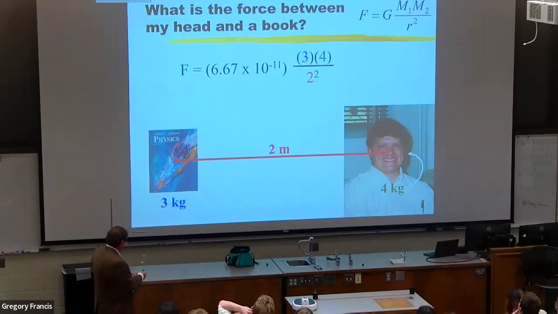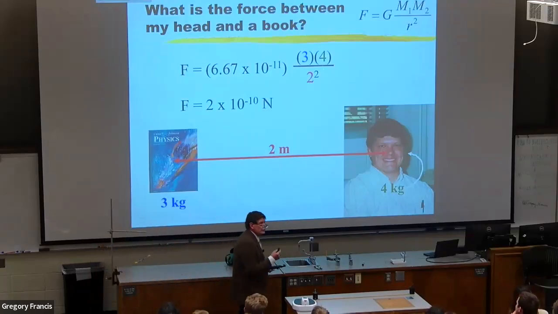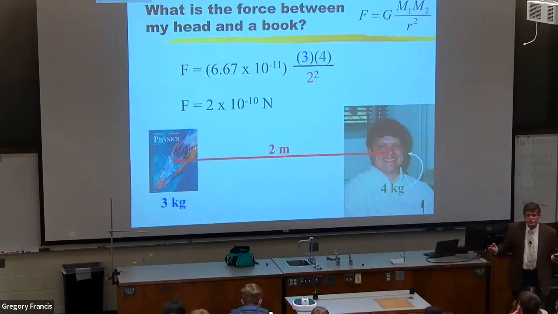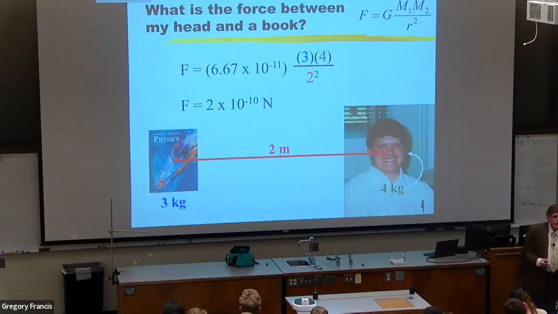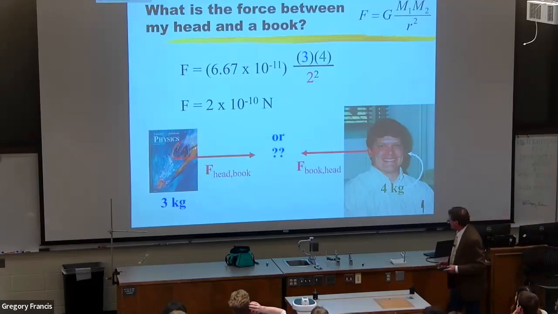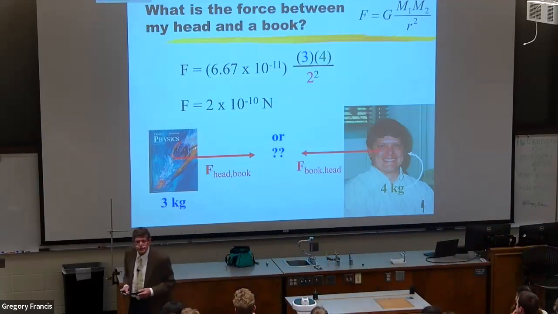If I plug in the constant that Henry Cavendish gave us, and I plug in the mass of the book and the mass of the head, and divide by the distance squared, I get a value that is teeny, teeny, tiny. 2 times 10 to the minus 10. That's 0.00000000002. Let's just agree to forget about that. Ignore that. But before we do, what is it really? Is it the force on the book, or is it the force on the head? Or do I have to cut that in half and give half to the head, half to the book? What do you think?